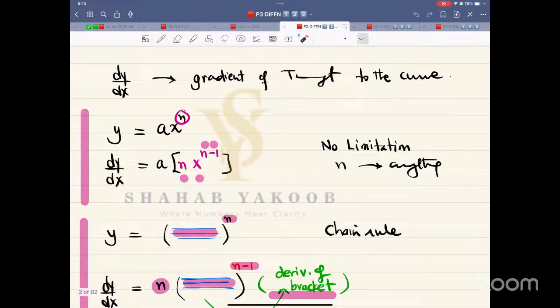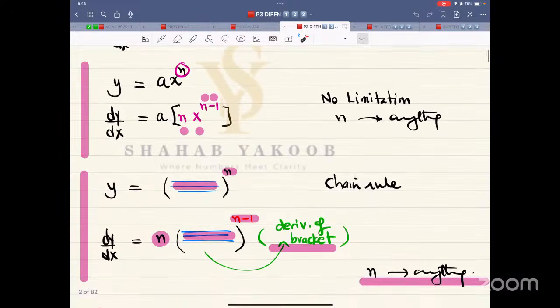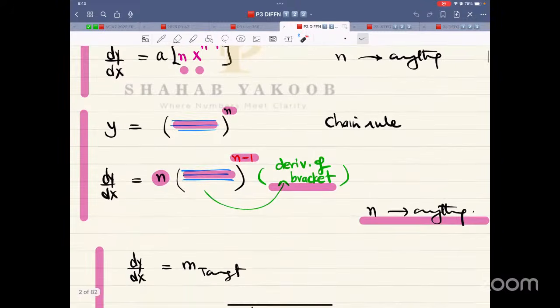That is how you got started in P1. The basic rules of P1, the basic differentiation, the basic chain rule. Don't forget to multiply by the derivative of the bracket. People forget that, and that causes a lot of problems.